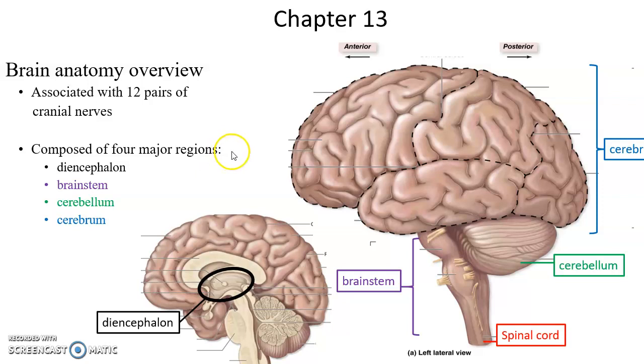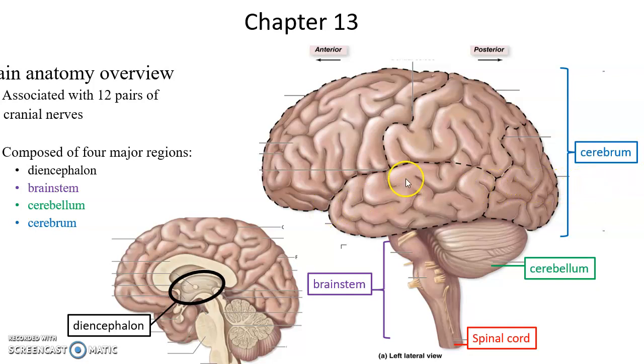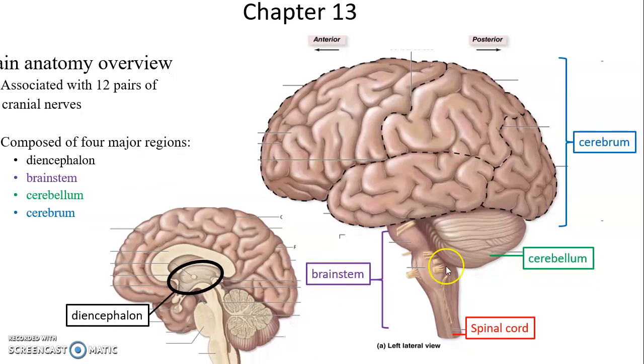The brain is composed of 4 main regions. The largest region over here is the cerebrum. Here's the cerebrum as well in this mid-sagittal view. Then you have the diencephalon. Here's the diencephalon, only visible if you cut the brain open. It is not a surface structure. Then you have the cerebellum, a smaller wrinkly mass toward the posterior side of the brain, and then the brain stem itself, which connects directly to the spinal cord.